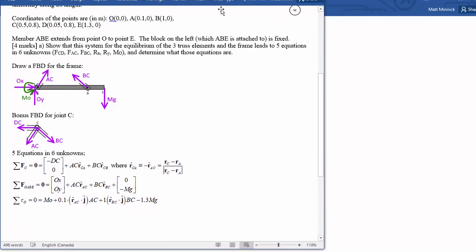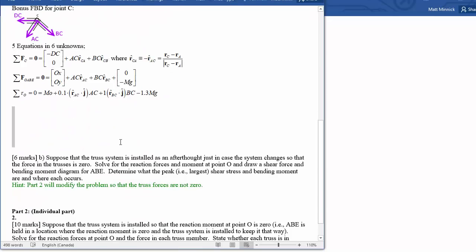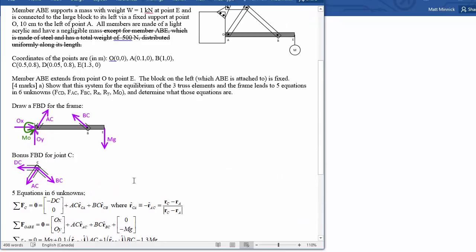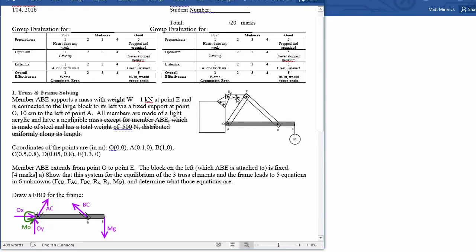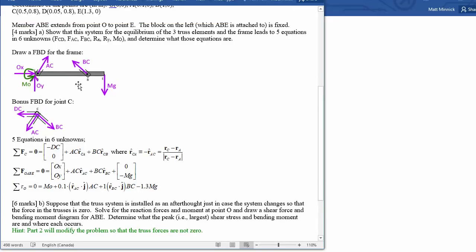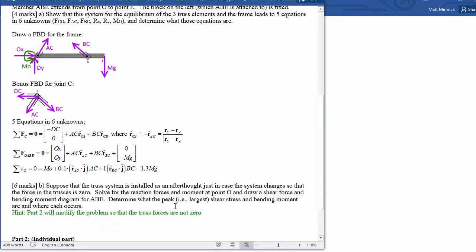Okay, so next, moving on. Suppose the truss system is installed as an afterthought, just in case, and the system changes so that the force in the trusses is guaranteed to be 0. So that means AC, BC, and DC is 0. And we've just got this frame. Determine what the peak shear stress and bending moment are and where each occurs. Okay, we can't do that yet. That's going to be some stuff for next time.